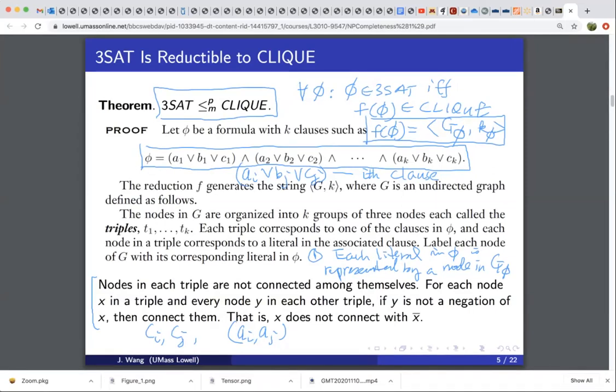We also make AI with BJ and AI with CJ. So we make these three edges if AJ is not the negation of AI, BJ is not the negation of AI, and CJ is not the negation of AI. Likewise, we can then make BI with AJ, and so on.